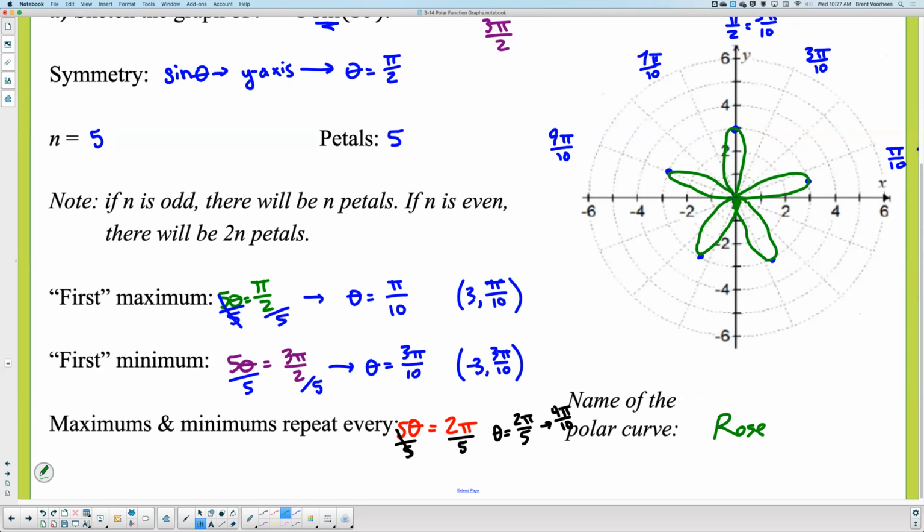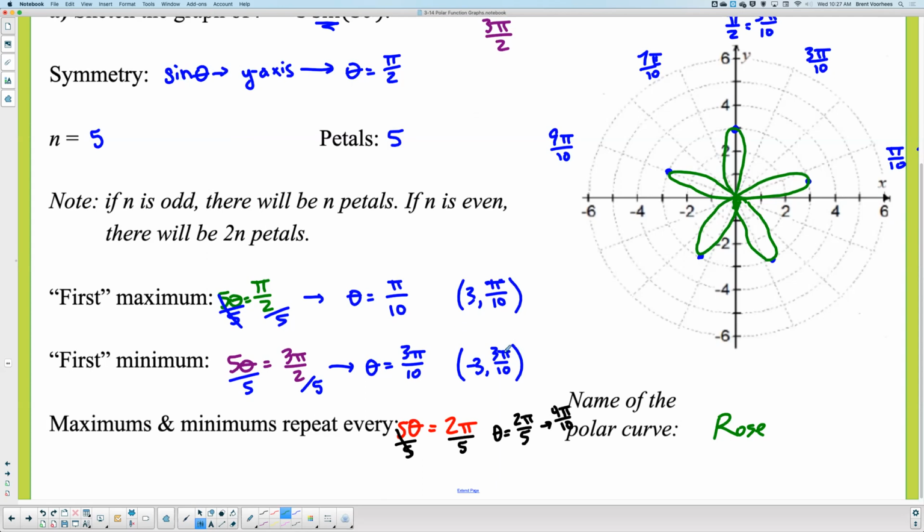Now, look at our rose. Did it have symmetry on the line pi over 2? Yes. Does it appear to have symmetry that way? Could you cut it in half on the y-axis? Yeah. Could you cut it in half on the x-axis? No. Notice it was sine, and that has to do with that. Would it reflect over the pole, the origin? I don't think so. I don't think this quadrant would go over this quadrant. So I think this would be the only symmetry it would have.